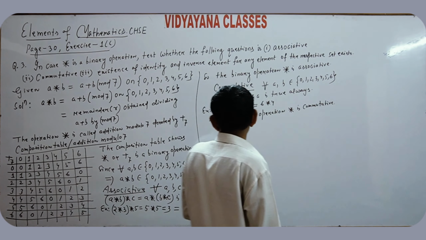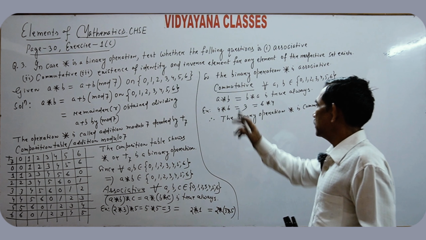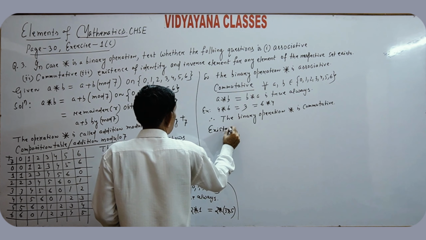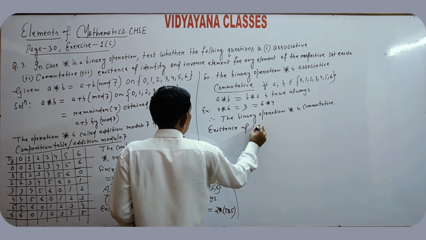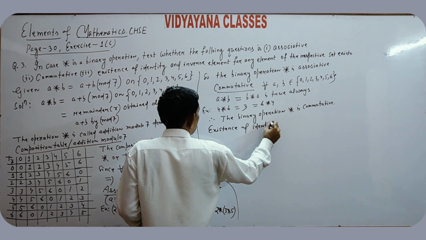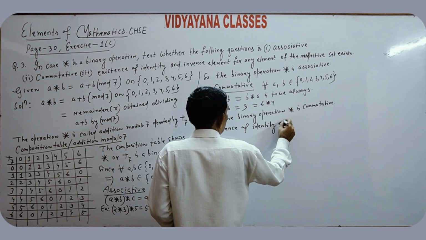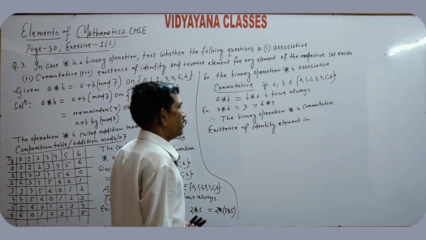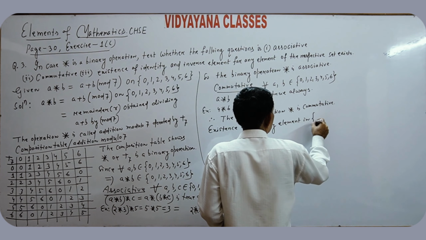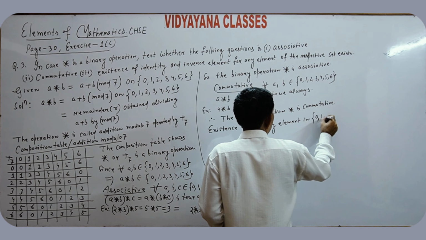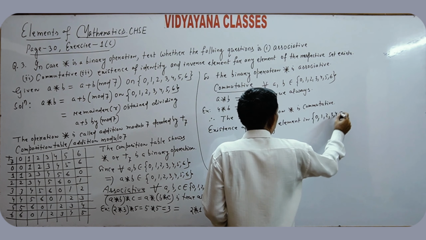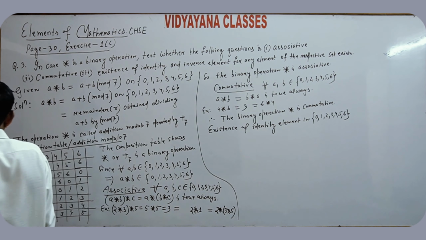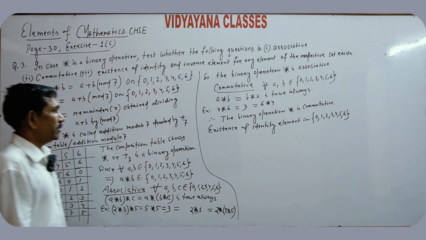Next, existence of identity element. Existence of identity element in the set of 0, 1, 2, 3, 4, 5 and 6. Does the identity element exist or not?